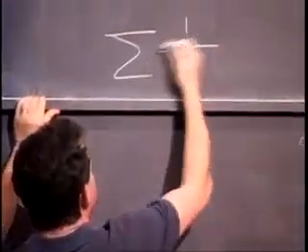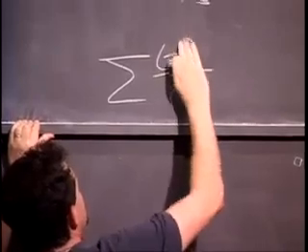Okay, so let's look at this example that we've been dealing with. The sum of (-1)^n over n, in fact.